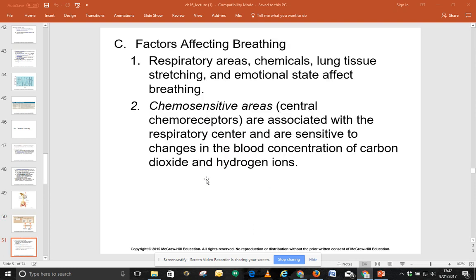So, factors that affect breathing are going to be respiratory areas, or those nerves, chemicals, lung tissue stretching, your emotional state, all affect your breathing pattern. Chemosensitive areas, or central chemoreceptors, are associated with the respiratory center and are sensitive to changes in the blood concentration of carbon dioxide and hydrogen ions. And this is where we get into blood gases, arterial blood gases. This is also where we get into patients that are COPD, or what we call carbon dioxide retainers in their lungs. And that does affect the breathing center and the brain because the body gets used to having too much carbon dioxide. And that might be another lecture.